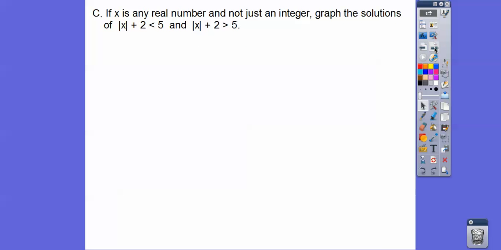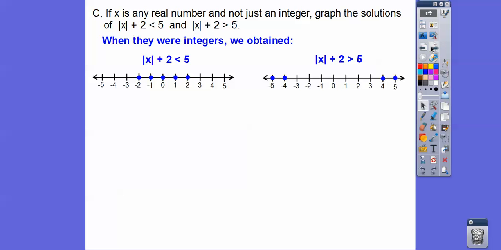Something like that. So if x is any real number and not just an integer, we graphed just the integers, graphed the solutions. So here was section A, this is number 1, this is number 2. We got these graphs when they were integers, so we plotted the integers.